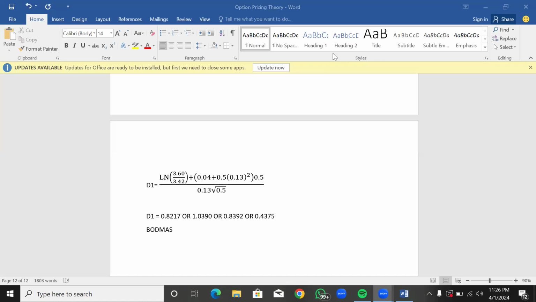Can you see log? Yes. Look at the stuff beside the log. You can see ln now, beside the log. That's ln. Yes. What you would do is just do 3.60 divided by 3.42. You're supposed to have 1.0526. So just press that ln answer.